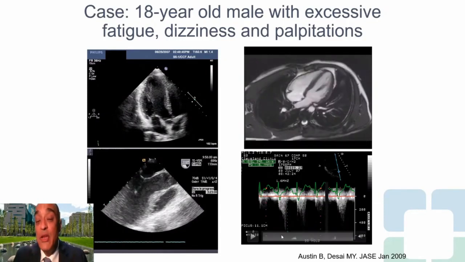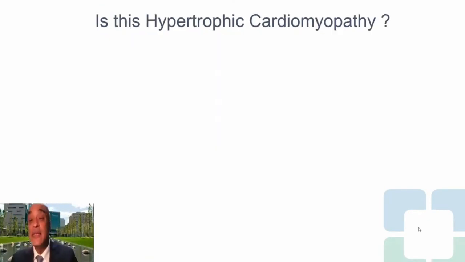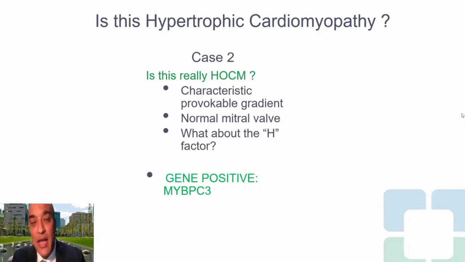Doesn't really matter, because when you provoke this patient, he also has severe outflow tract gradient and significant SAM with provocation. So the question is, is this HCM? There is a characteristic provocable gradient, but there's normal mitral valve and there is no hypertrophy. This person was a gene positive patient with hypertrophic cardiomyopathy. So this is what we have recognized and written extensively about, non-hypertrophic variant of HCM.